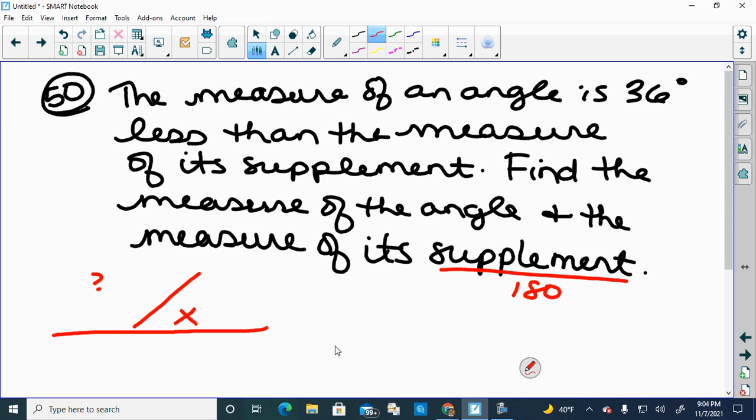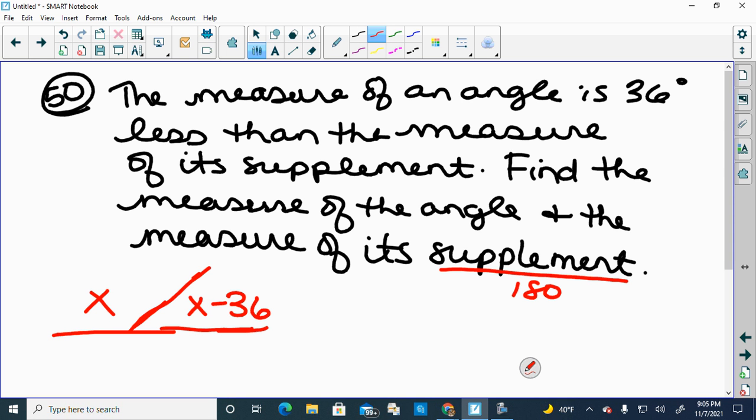So that means that its supplement is smaller. Okay, so less than means to subtract. Okay, so I'm going to rewrite this so this is proper since the other one is smaller. Okay, so this is really my x, the one that I don't know. And then this one is 36 degrees smaller than whatever that is.